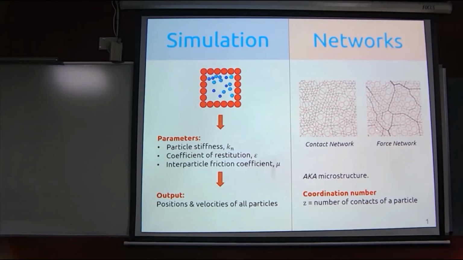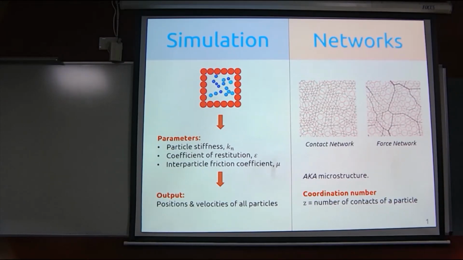We can also include the contact force information in this network by setting the thickness of the edge equal to the contact force. So we call this the contact network, and this is the force network. One term which I will use here is coordination number, which basically means the number of contacts of a particle. We can calculate this coordination number from here.